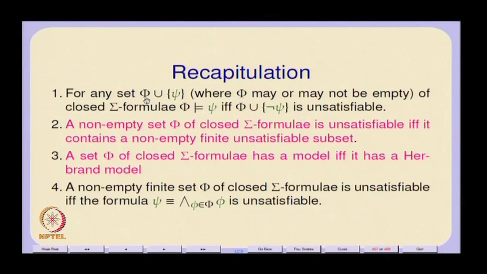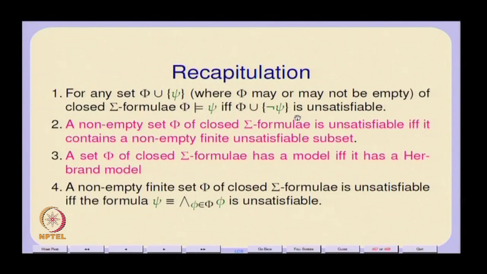if you take closed formulae, basically all closed formulae behave like propositions. So if you take only closed formulae, then the concept of logical consequence is very much like that in propositional logic. Essentially, a closed formula psi is a logical consequence of a set of closed formulae phi if and only if phi union not psi is unsatisfiable.